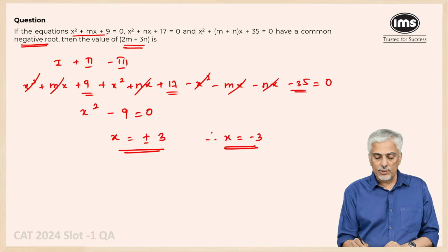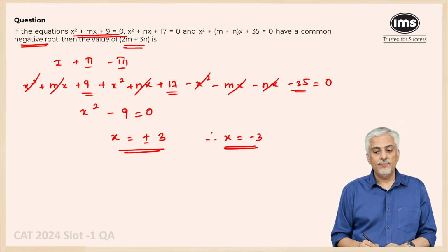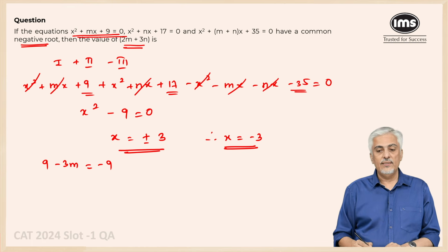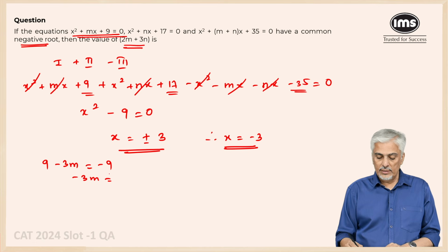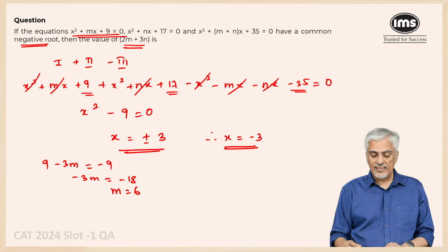So if I substitute x as minus 3 over here, what will I get? I will get the value of m. So I'll get 9 minus 3m is equal to minus 9, right? That will be negative 3m will be equal to negative 18 and m will be 6. Let's leave that over there. m is 6 we got.